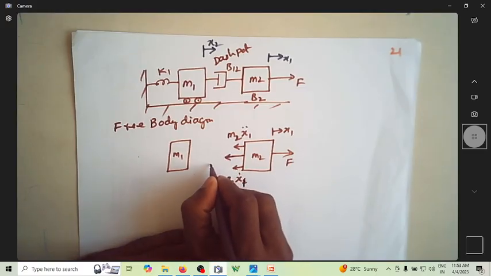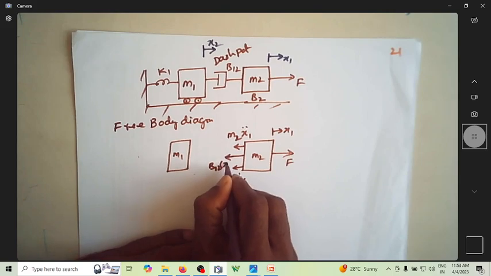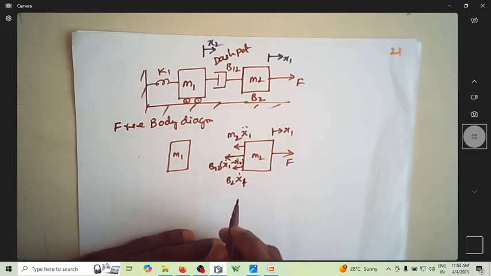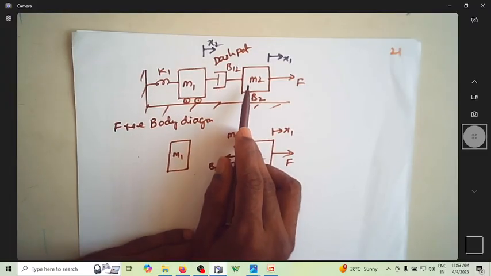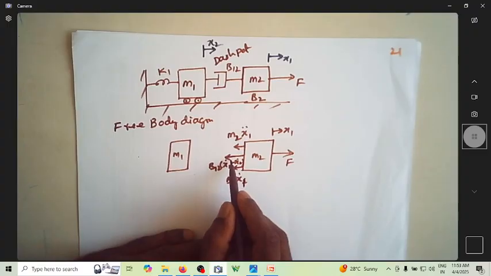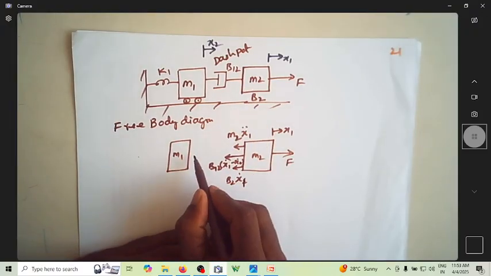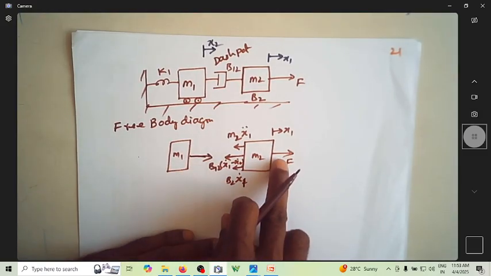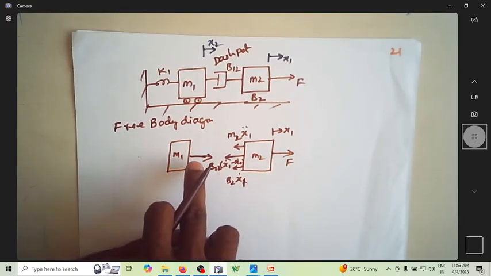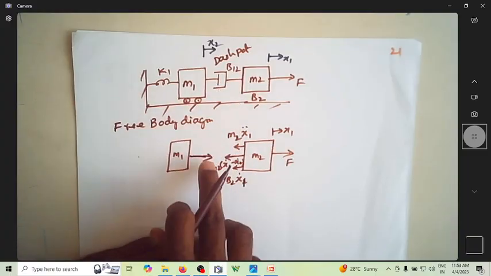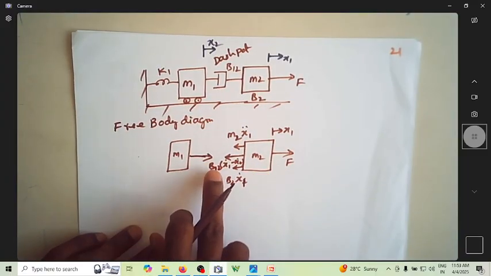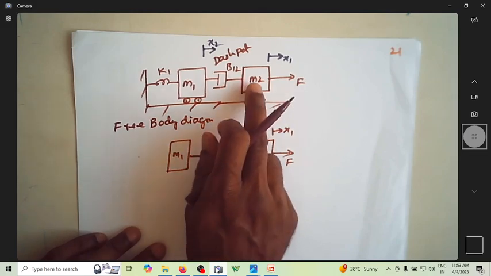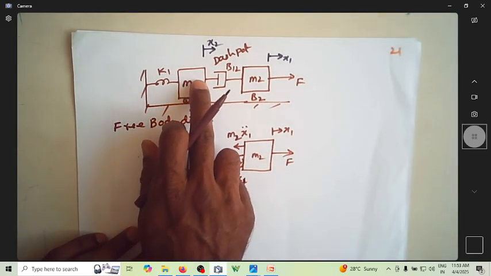So now this is another force. What is its magnitude? It is B12 times (x1 dot minus x2 dot). So these three are the opposing forces. Since B12 is connected between M2 and M1, the force opposing the motion of M2 will actually act on M1. The acting force is F in this direction. The acting force on M1 due to B12 is in the same direction as F. This acting force on M1 is one of the opposing forces for M2, which is connected between M1 and M2.